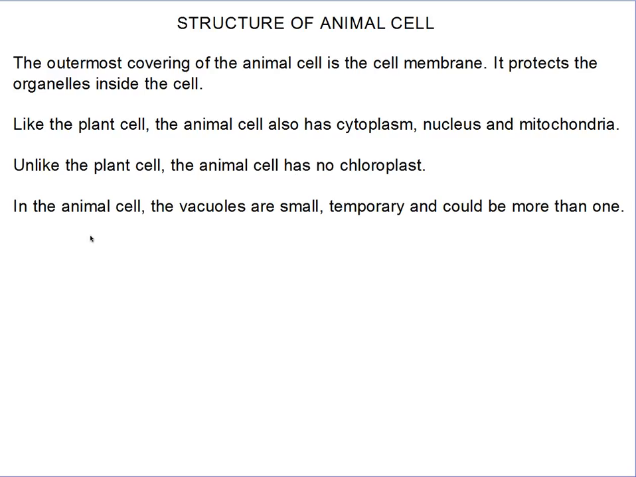In the animal cell, the vacuoles are small, temporary, and could be more than one. So it depends on the state the cell is in. If there are things that need to be stored, vacuoles are created so that they are stored in there. If there are waste that need to be stored before they are excreted, vacuoles will need to be created so that they are stored in there. Remember, vacuoles are for storage and protection purposes.